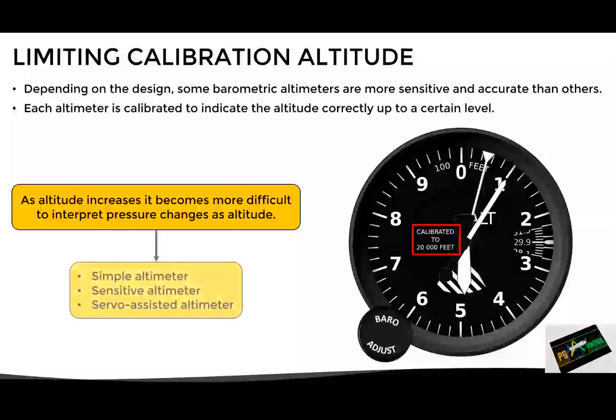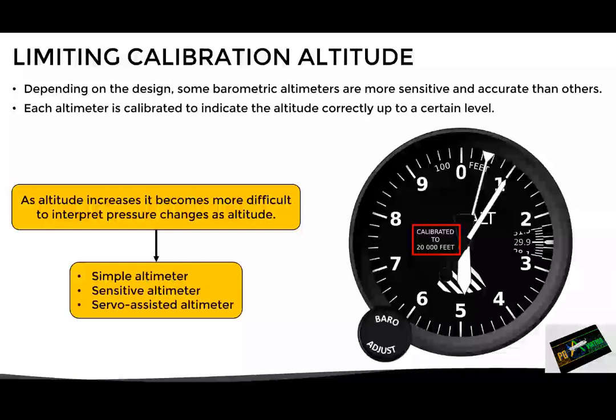For example, there is the simple altimeter, which is widely used in small aircraft that fly at low altitudes. The sensitive altimeter incorporates a second aneroid capsule and a temperature compensation system, which increase the accuracy and performance at higher altitudes. And finally, the servo-assisted altimeter incorporates an electric motor that allows the instrument to measure the pressure changes with a much higher accuracy.